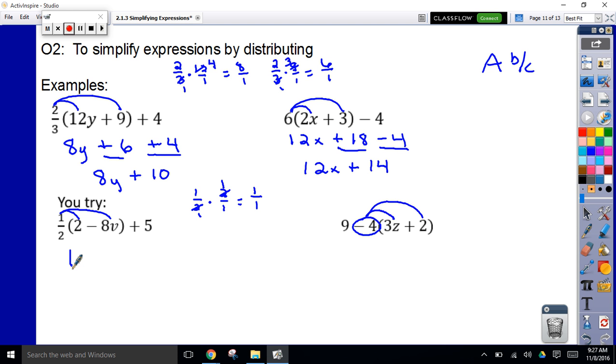Now I have to take half of negative 8. So I'm going to multiply 1/2 times negative 8. I'm going to see if I can cross simplify. 2 goes into itself once. It goes into 8 4 times. Multiplying across, I have 1 times 4 is 4. 1 times 1 is 1. One of those numbers was negative, so my answer is negative. So I have minus 4v. And then this plus 5 was not in the parentheses, so I'm just going to bring down the plus 5. So I'm just going to write plus 5.